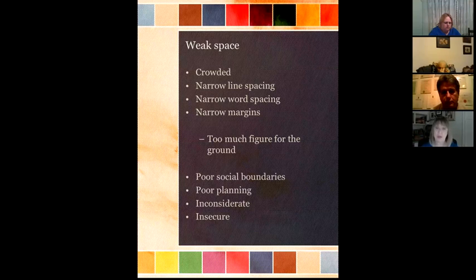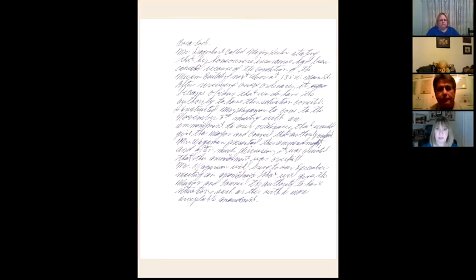Poor social boundaries. Let's go back and look. Can you see where this person might have some problems with boundaries? And I don't know whose writing this is. I just found it in my file, so I can't give you any feedback about the person. But just looking at it, when it's too crammed together, think about being in a small room with this person. And I don't even know if it's male or female, because that's something you can't conclusively tell from handwriting. I would guess that it's a male, but I don't know.